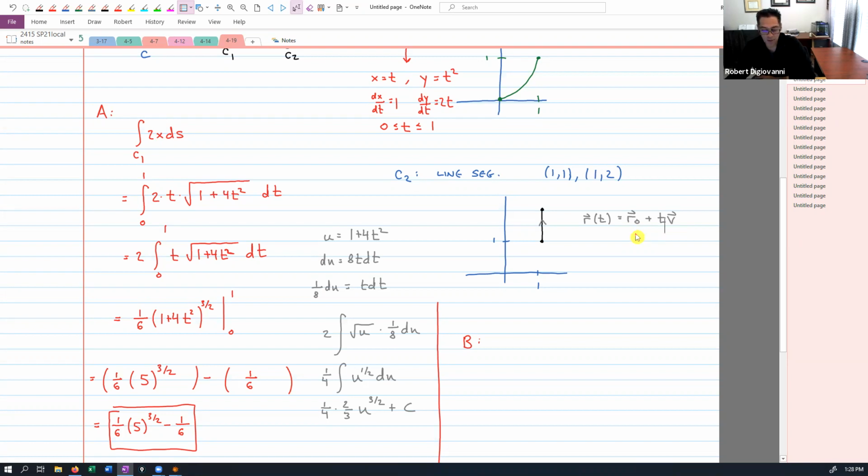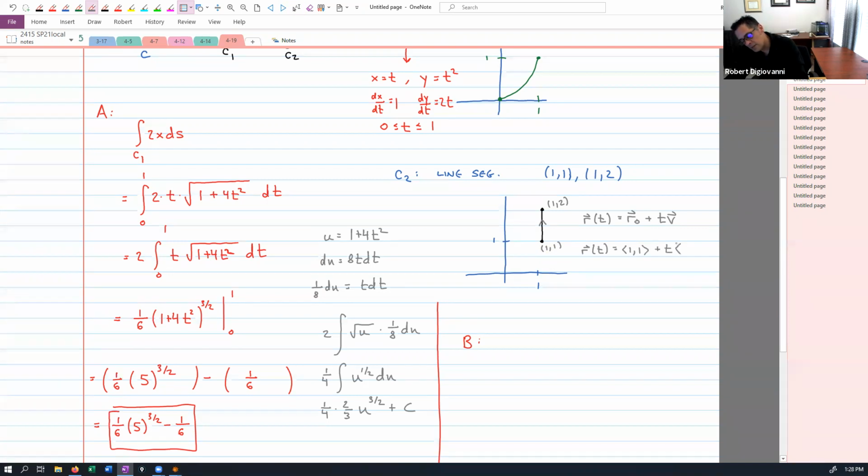Now just follow me through this. We have our first point, which is the point (1, 1). Our second point is the point (1, 2). And so when we're putting the vector equation for a line segment, we start at our starting point. It's very important that we're starting at the correct point, which is (1, 1). So we write that as a vector.